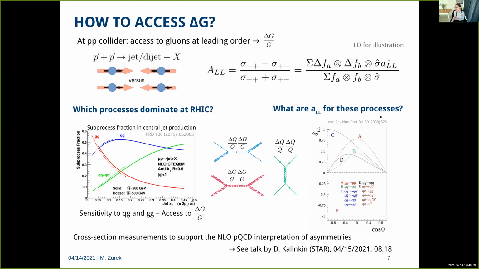This is just a leading order illustration, but you see that there is sensitivity to delta G, to the polarized distribution functions, as well as the unpolarized distribution functions, which we can obtain from the global fit from DIS, and the perturbative part. Generally the evaluations for the A_LL are done at next to leading order, and to support this, we also compared this next to leading order evaluation with our cross-section measurements, and I would like to point you to the talk by Dmitry Kalinkin, who will be talking about the measurements of cross-sections tomorrow in the parallel session.